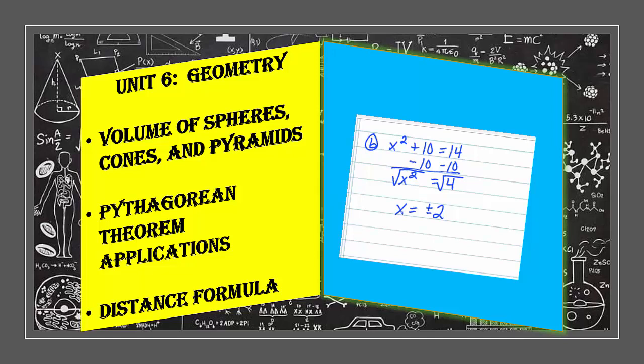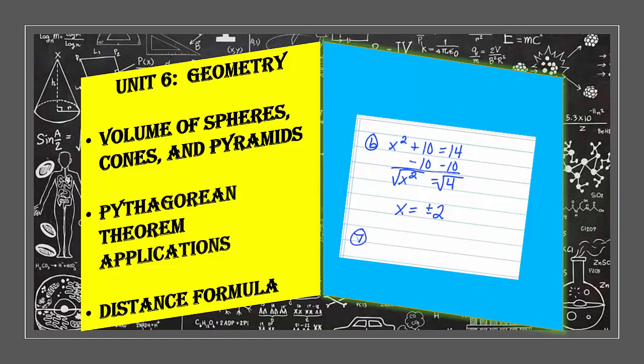Now we want to remember why we can use positive and negative roots. If I first start with x can be positive 2, I can plug that into my original equation. 2 squared is 4, plus 10 is 14. Alternatively, we could also use negative 2. Negative 2 times negative 2 is also 4, plus 10 is 14. So both solutions work for this given problem.